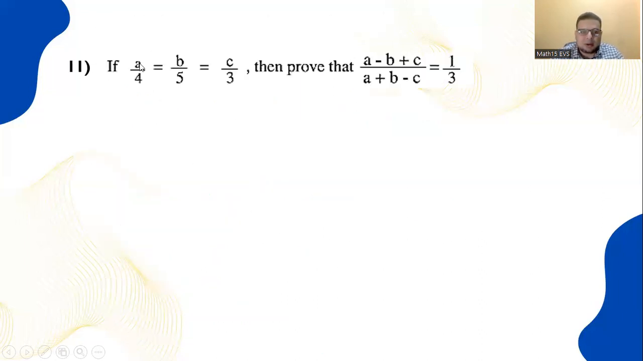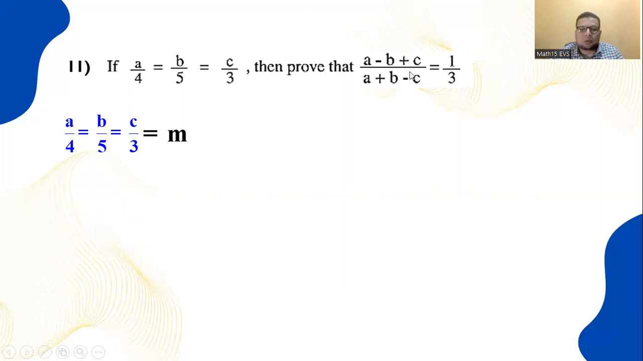Question. If a over 4 equals b over 5 equals c over 3, then prove that (a minus b plus c) over (a plus b minus c) equals 1 over 3. You remember the sum or subtraction of the antecedent and the consequent, you will get one of the given ratios. So you can say a over 4 equals b over 5 equals c over 3 equals m. You can put the value for each one as m.